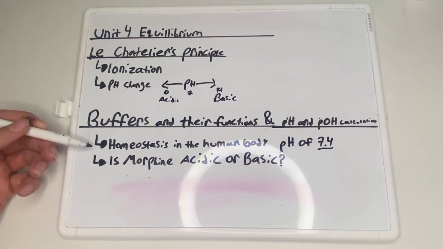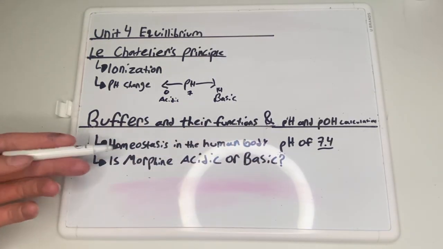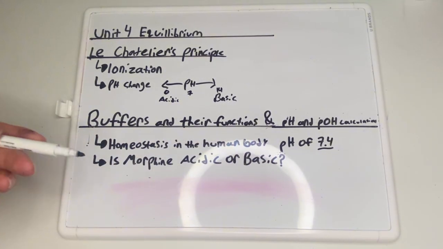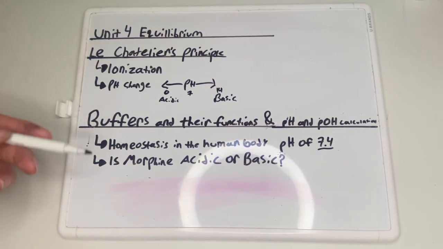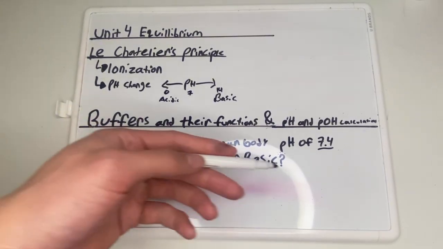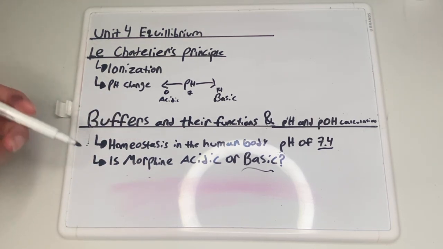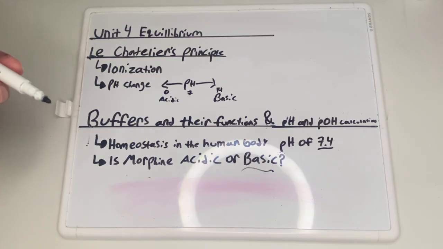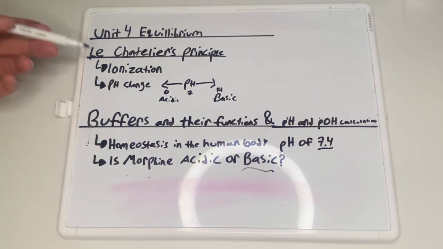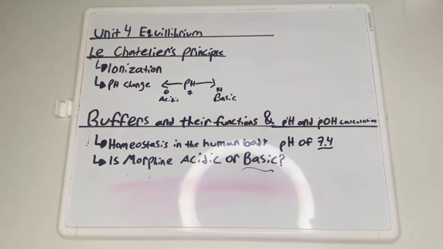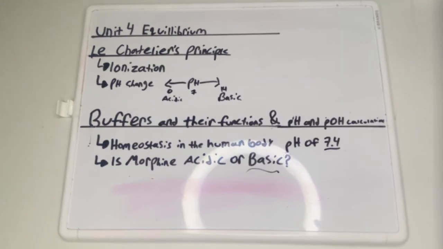Let's look at buffers and their function and pH and pOH calculations. The human body maintains a homeostatic balance near a pH of 7.4 in your blood using buffer systems. Buffers resist sudden change in pH, helping maintain stable conditions for biochemical reactions. Since morphine behaves as a weak base, blood pH affects whether it exists in ionized or neutral form. Chemists use pH calculations to determine hydrogen ion concentration and predict morphine's behavior inside the body.